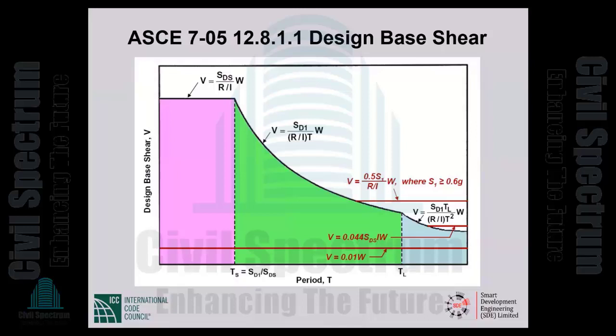Modifications number 2 and 3, we raise the elastic spectrum by the importance factor I, and we lower the spectrum by the response modification factor R. Or the way ASCE 7 shows it, it is the elastic value divided by R over I.